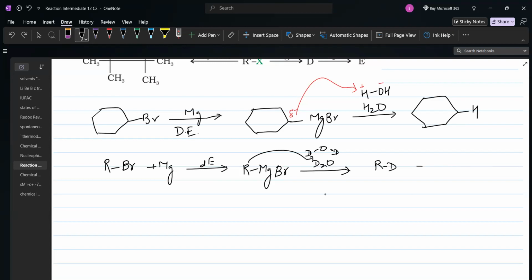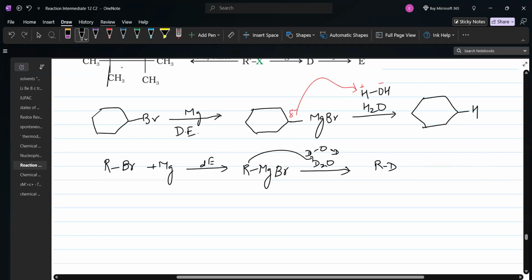With an example you will understand clearly. If we have this, and Br is attached here, then we will be getting MgBr like this. This will have a negative charge on it, so it will attack on D2O and we will be getting this. Understood? Yes, sir.